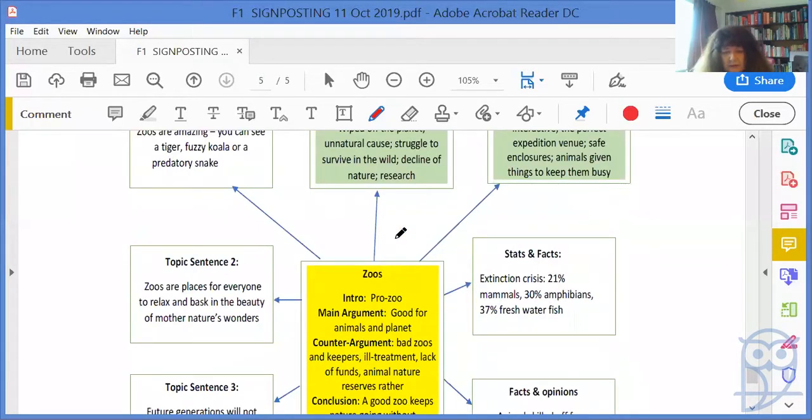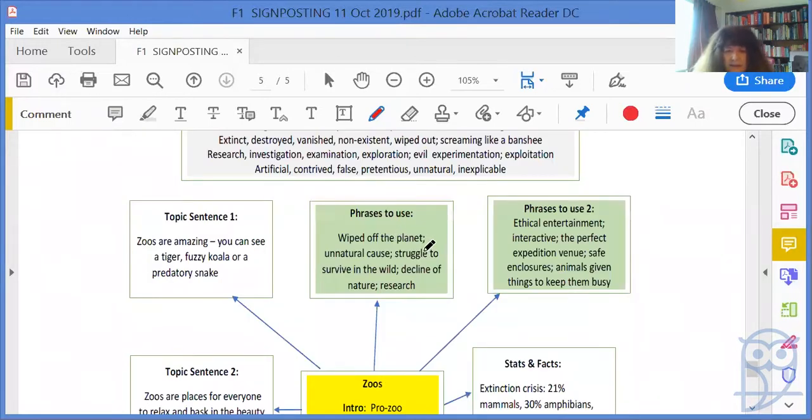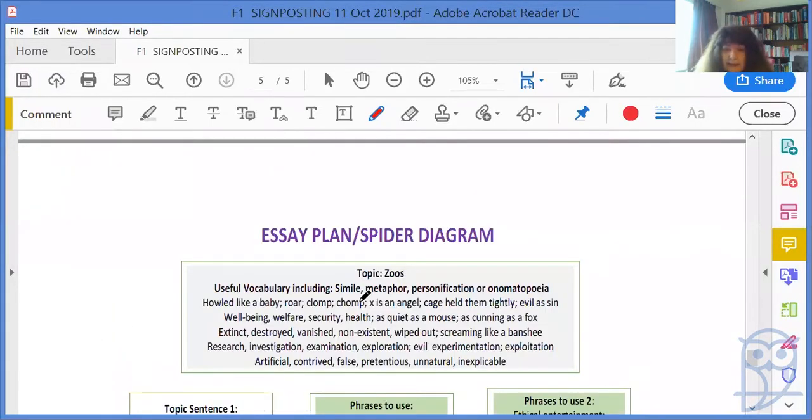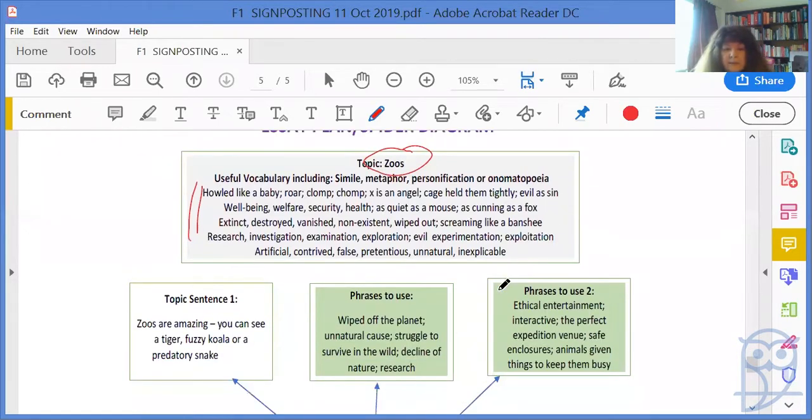So what we need to do is we say we're going to get marks if we add in similes, metaphors, personification, or onomatopoeia. So you should write some of the words to do with that, whatever topic you're looking at, in a box here at the top. Okay, you can do that quite easily. Look up synonyms in particular, so you don't keep on saying the same thing.